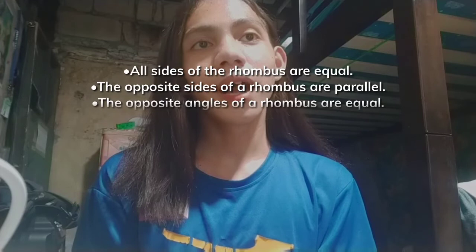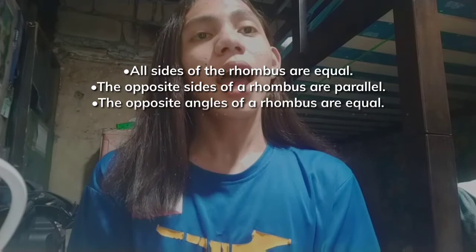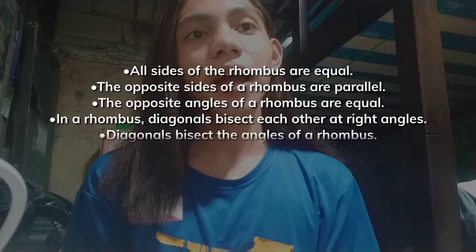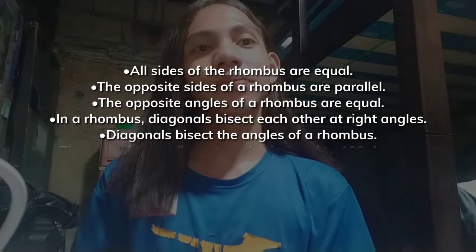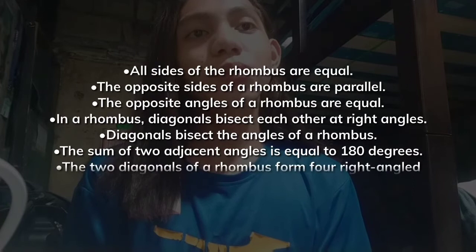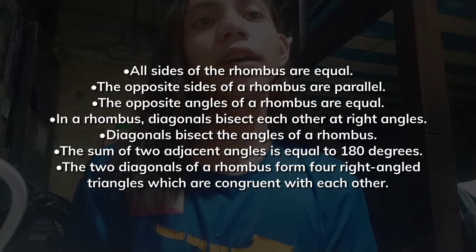Number 4. In a rhombus, diagonals bisect each other at right angles. Number 5. Diagonals bisect the angles of a rhombus. Number 6. The sum of two adjacent angles is equal to 180 degrees. And most importantly, the two diagonals of a rhombus form four right triangles which are congruent with each other.